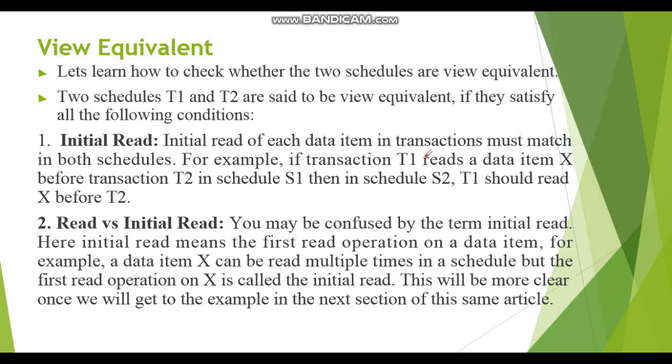So here, this is schedule 1 and this is schedule 2. If in schedule 1, transaction T1 reads a data item X before transaction T2, the same must be there in schedule S2: T1 must read the data item X before transaction T2. So this is the initial read. You may be confused by the term initial read. Here, initial read means the first read operation on a data item. For example, a data item X can be read multiple times in a schedule, but the first read operation on X is called the initial read. This will be clearer once we get to the example in the next section of the same article.